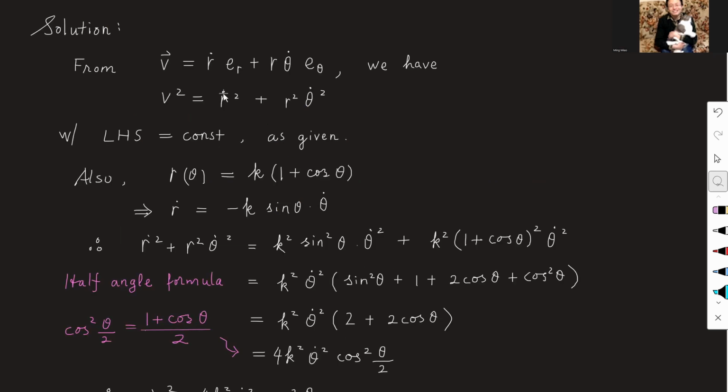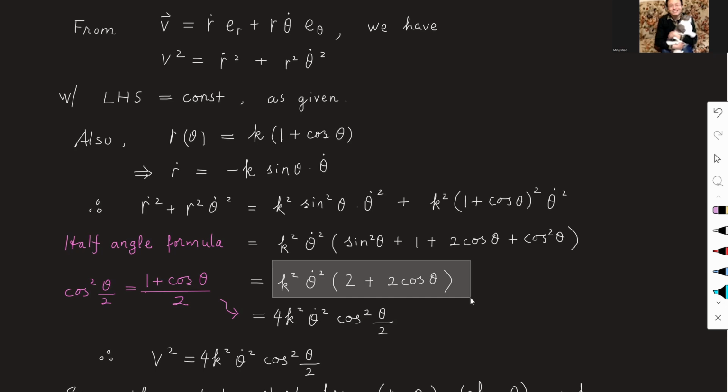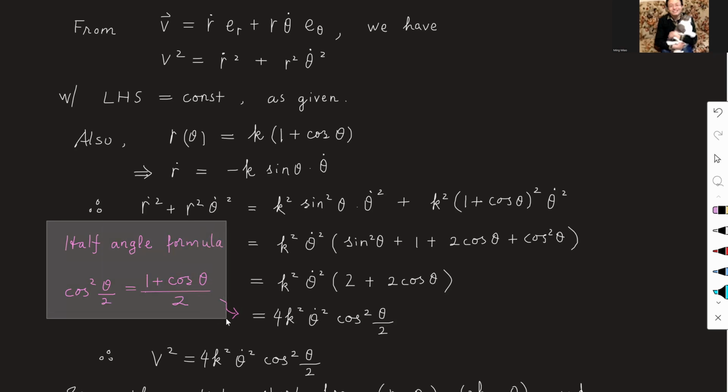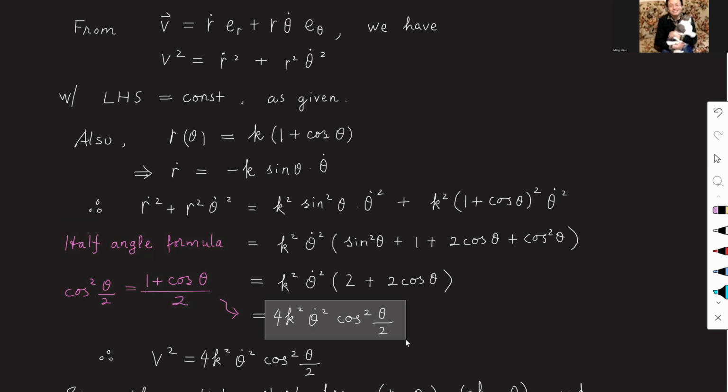So here's our solution. Using the velocity formula we just derived, we have v squared equals r dot squared plus r squared theta dot squared, with the left-hand side being constant as given. We can substitute r of theta into the previous equation. This simplifies to k squared theta dot squared times (2 plus 2 cos theta). Then we're going to use the half angle formula. We arrive at 4k squared theta dot squared times cosine of half theta, squared.